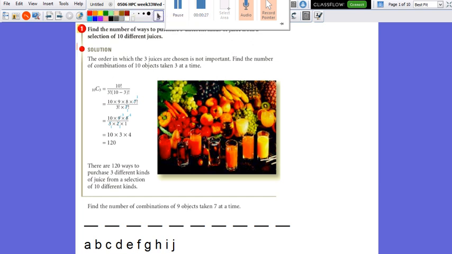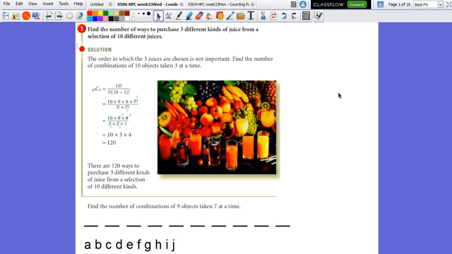Let's show an example of when and why order doesn't matter when it comes to combinations. Let's say you have a selection of 10 juices. I just chose 10 letters here, and maybe there's a fruit name for each of these letters: apples, berries, cherries, dates. You're going to have to think of that on your own. I just chose 10 letters.